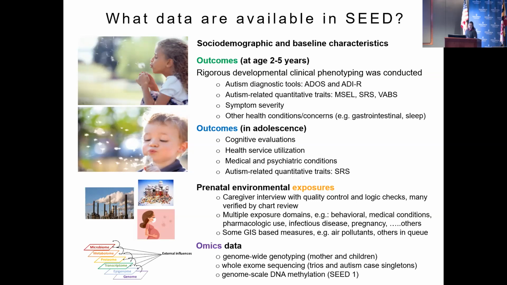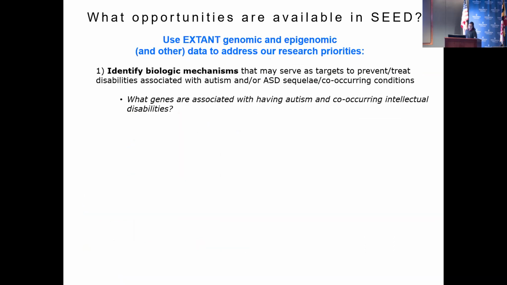And then finally, we have omics data. So for almost all of the SEED children and many of the mothers, we have genome-wide genotyping data, we have whole exome sequencing data in a subset of trios and ASD cases, and then we have DNA methylation data among a subset of participants in SEED1.